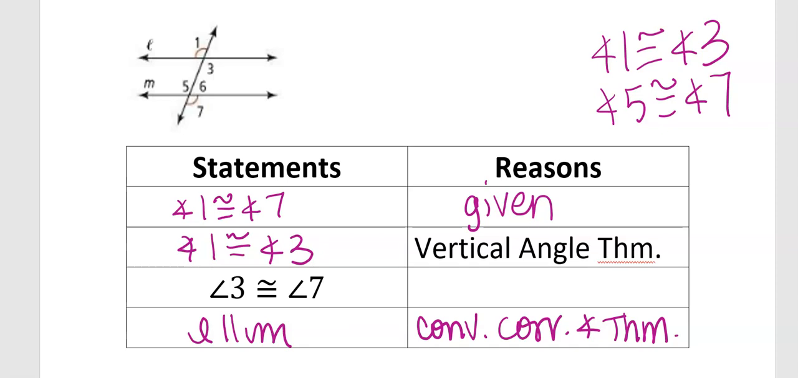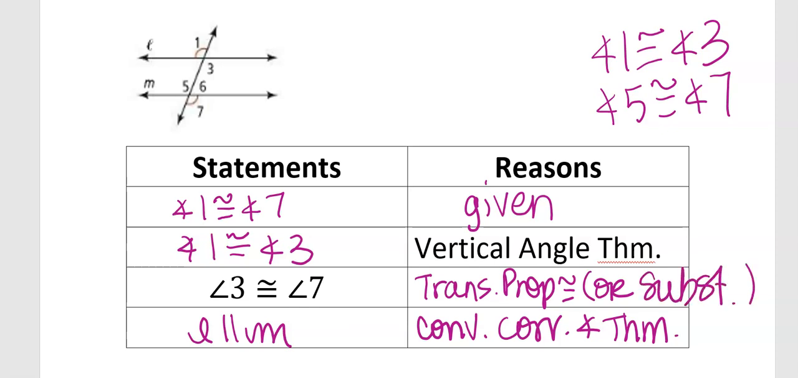If I look at this one and I say 1 is congruent to 7 and 1 is congruent to 3, wouldn't 3 be congruent to 7 by substitution or transitive? Same as what we did before? Yes. And I'm going to go back and do, if I put a 5 and a 7 in there, what would it look like then? So this one's going to be transitive property of congruence or substitution. And we already said that that last one was the converse of the corresponding angle theorem.